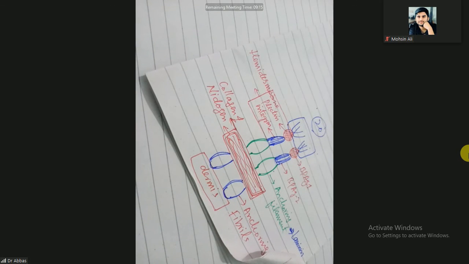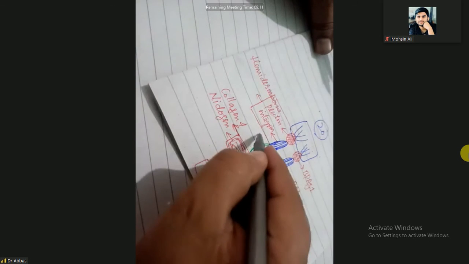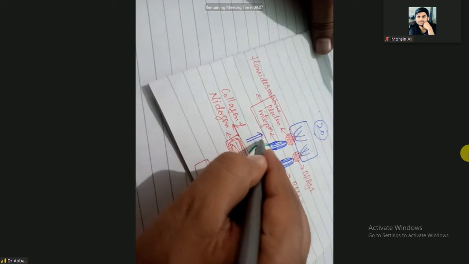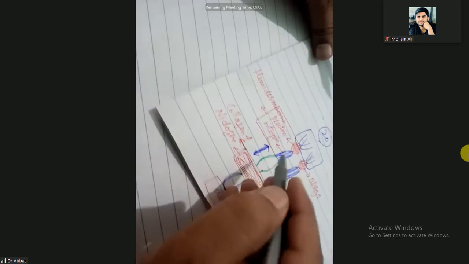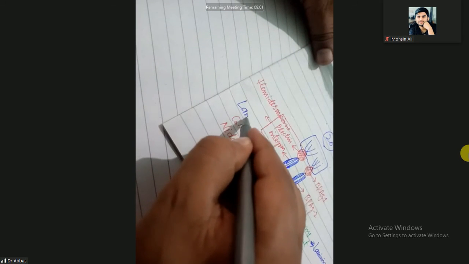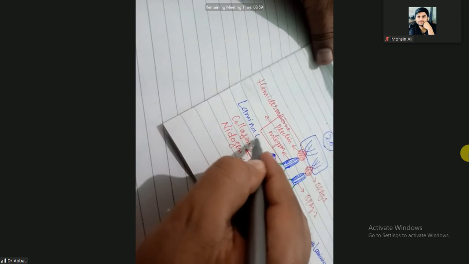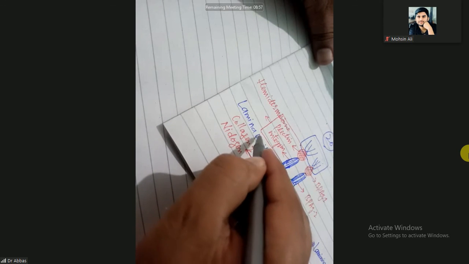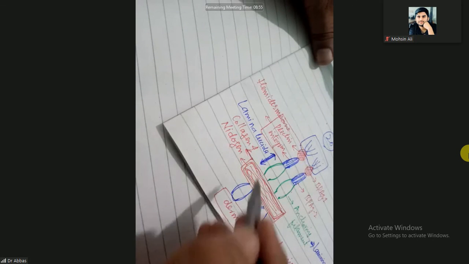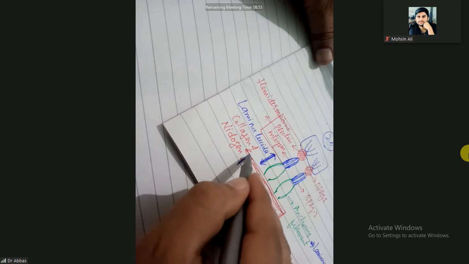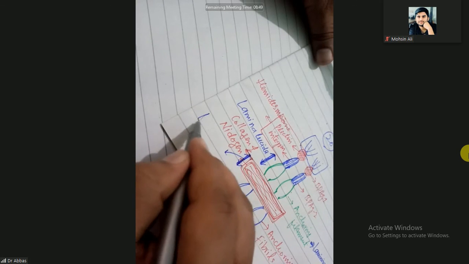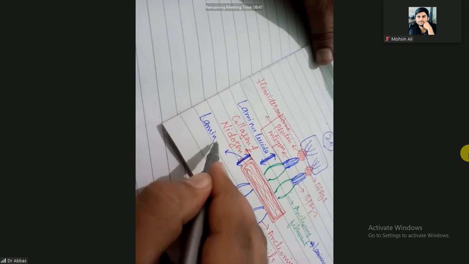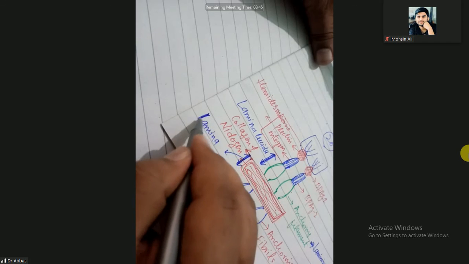Clear? This is the dermis. Look at this portion. It is the very clear portion and the weakest portion. We call it lamina lucida. And this portion is the very dense portion. We call it lamina densa.